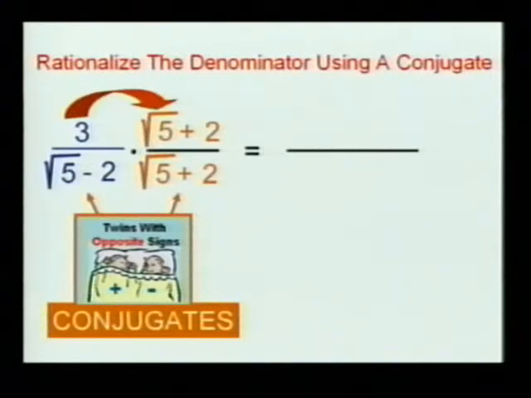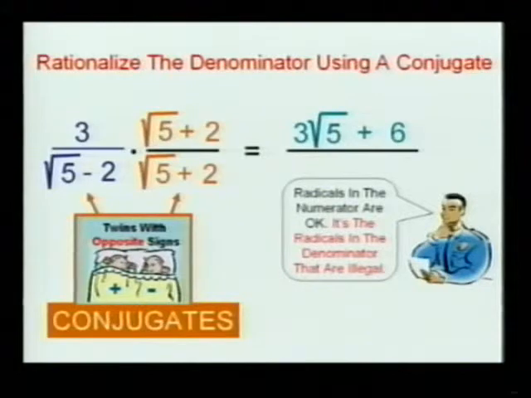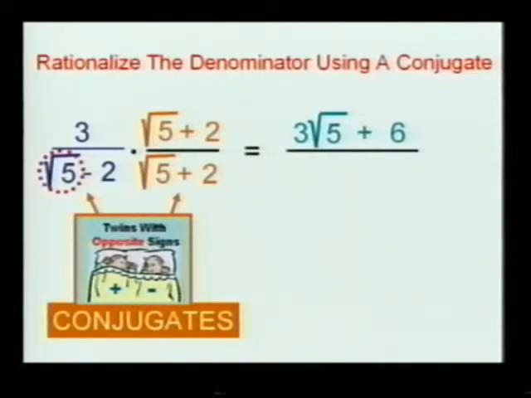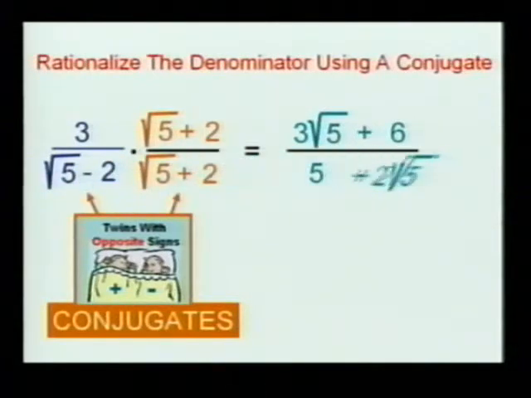Let's do the top. 3 radical 5, that's okay in the top. 3 times 2, I'm allowed to have a radical in the top. No problem. Now let's see what happens in the bottom. Radical 25 cleans up nicely. Two radical 5. Uh-oh. We got a problem here.